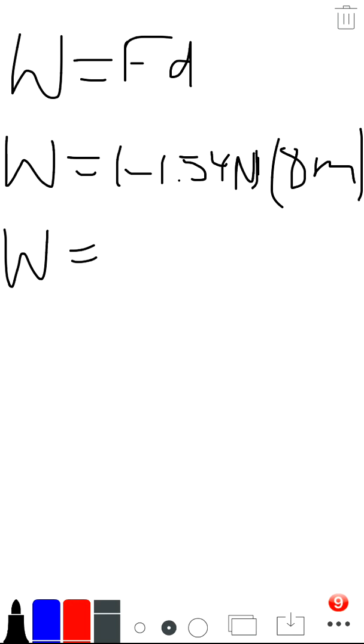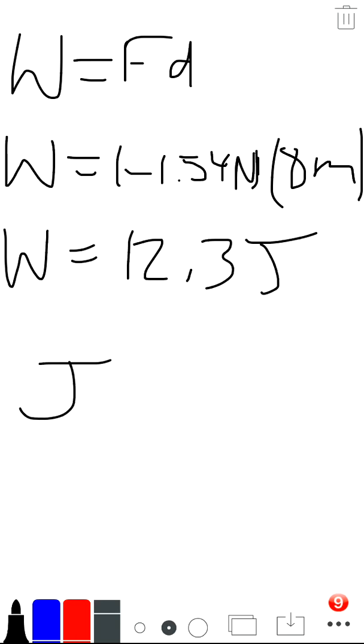Multiplying that out, we get 12.3. And if you're keeping up with units as you have to be, a newton meter is a joule. A joule is a unit of work or energy equal to a newton times a meter. So, can't forget that negative sign. Got that negative 12.3 joules of work.